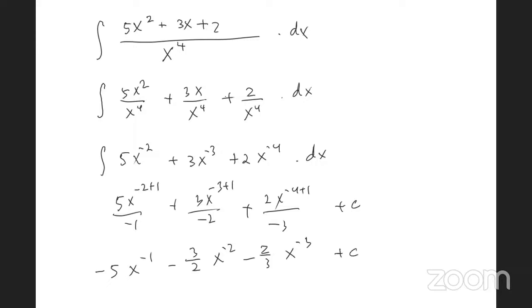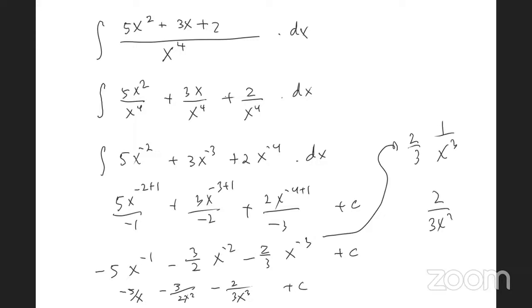But write it back as a fraction, right? So your final line will be minus 5 over x, minus 3 over 2x squared, minus 2 over 3x cubed, plus c. Just in case you're not seeing it, this is 2/3 times 1 over x cubed, and when you multiply it, you'll get 2 over 3x cubed.